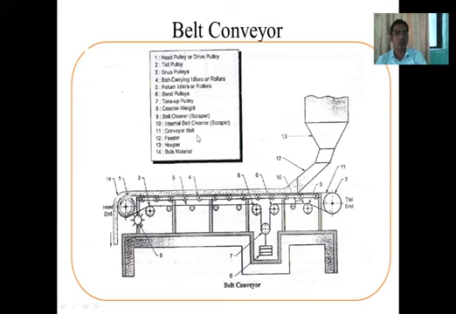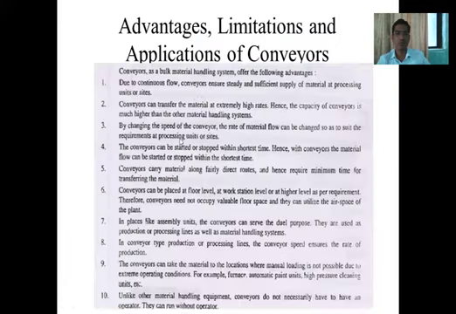Then number 11 is a conveyor belt. So this is the conveyor belt, you can see the number 11. This is a belt which is mounted over the head pulley and tail pulley. Then number 12 is a feeder. Then number 13 is a hopper, and number 14 is a bulk material. So the bulk material is transported over the belt. So this is the layout of the belt conveyor system.